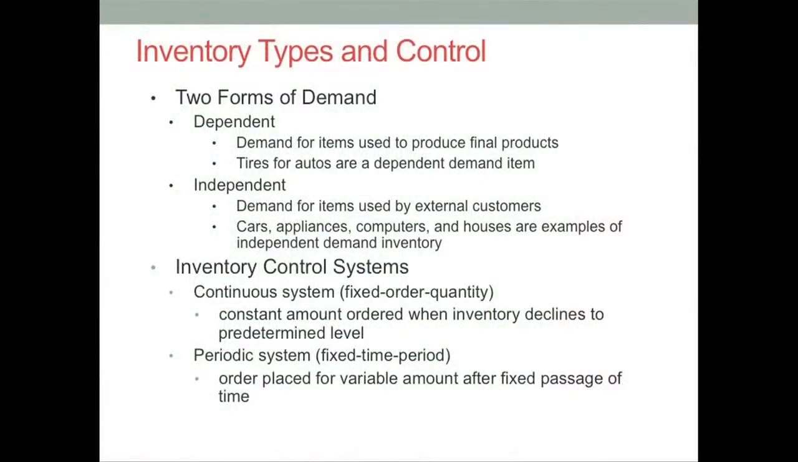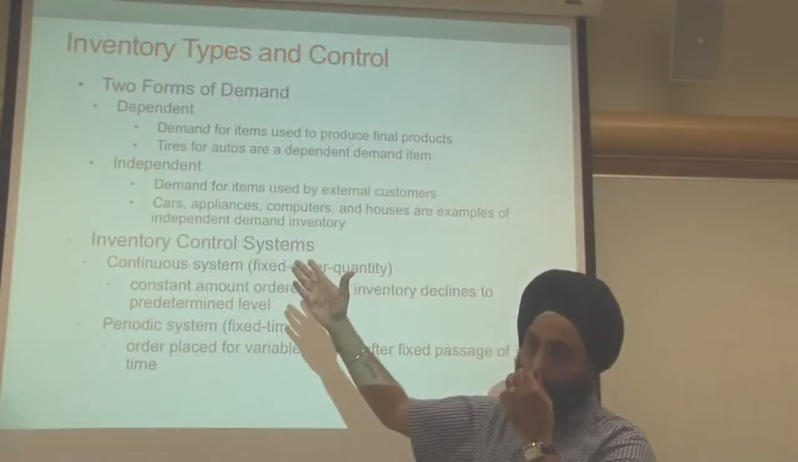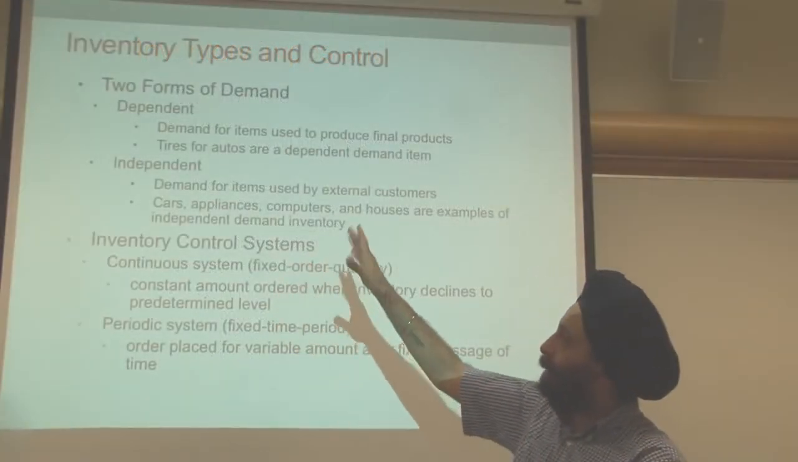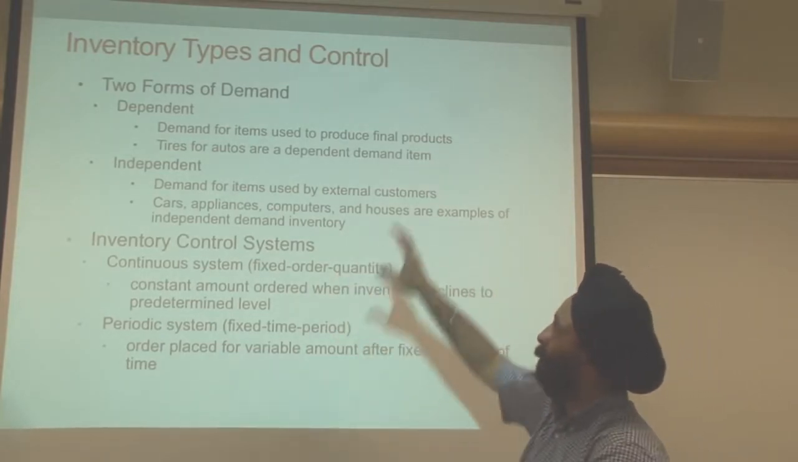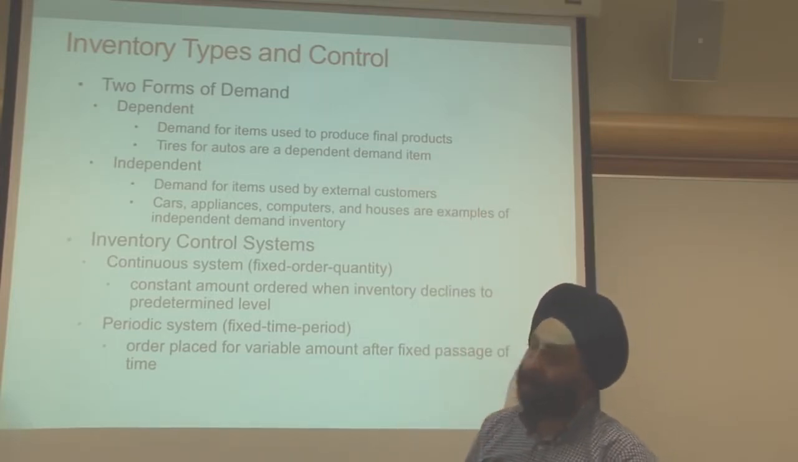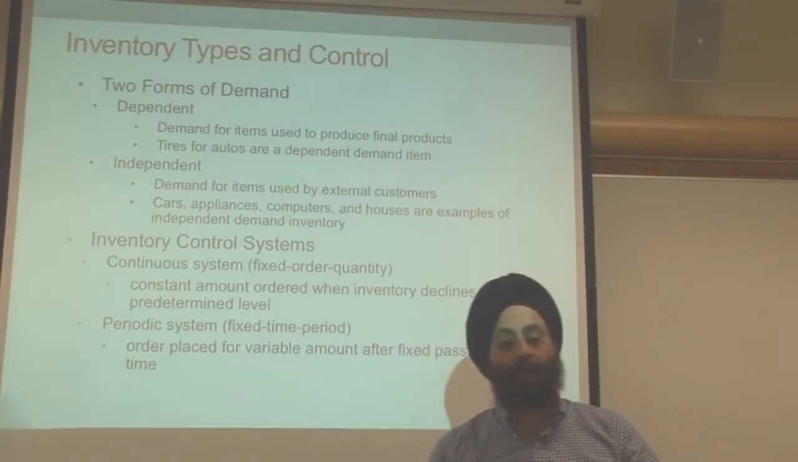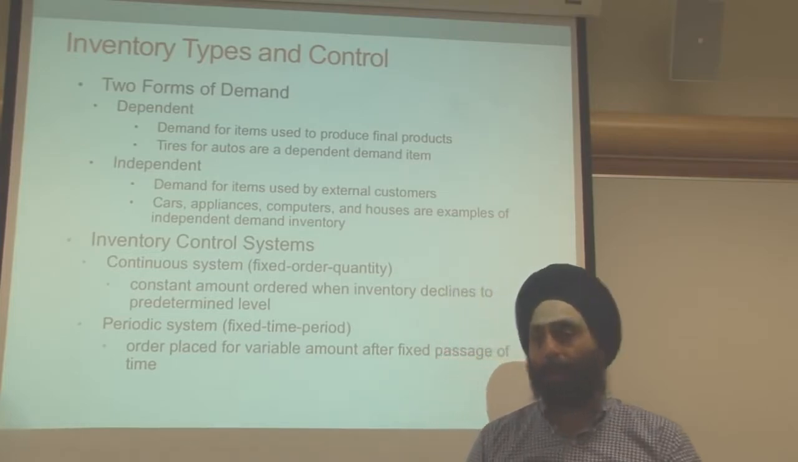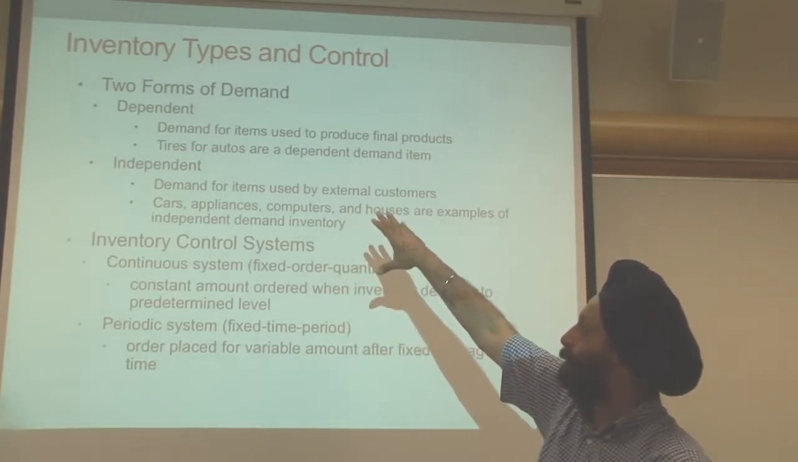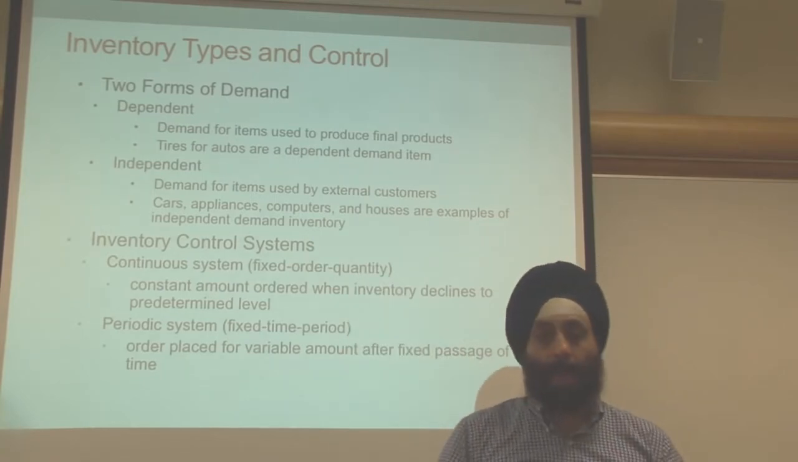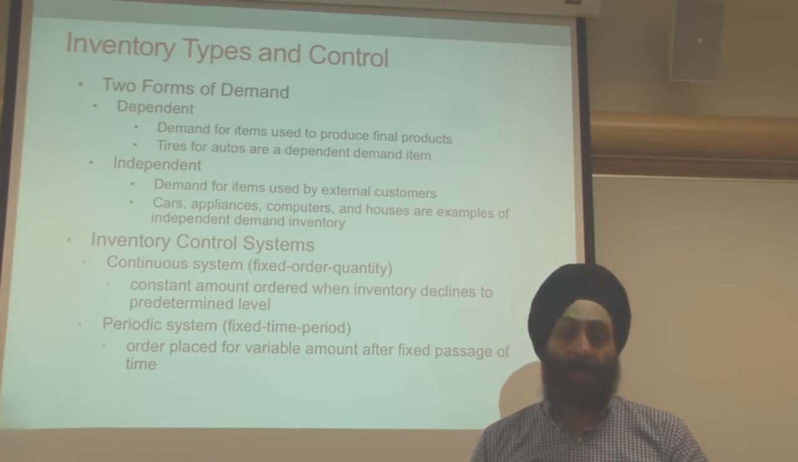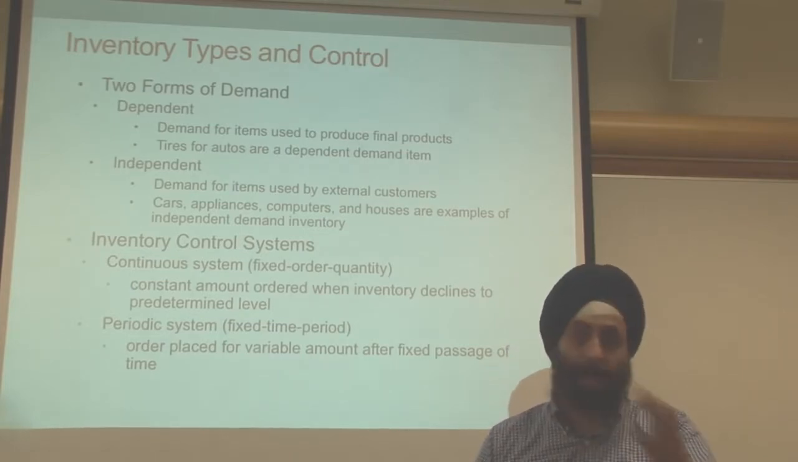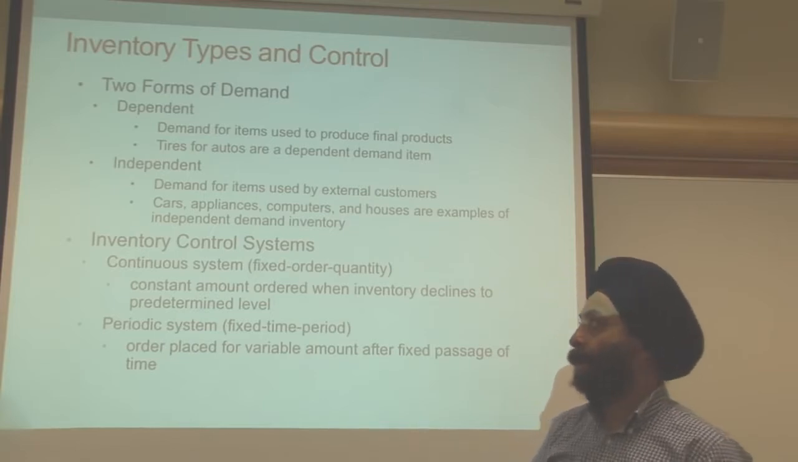Now, in terms of inventory type and control, there are 2 forms of demand. You have dependent demand as well as independent demand. Dependent demand is the demand for items used to produce final products, which will be covered in Chapter 15 in Material Requirement Planning. Tires for automobiles are dependent demand items, usually purchased by automobile manufacturers. Some tires could be used as replacement tires, and that is an independent demand item.